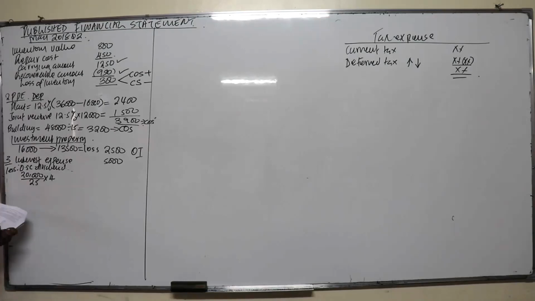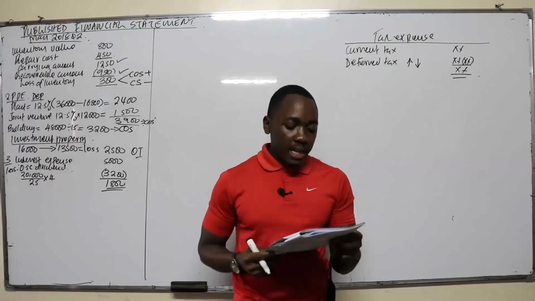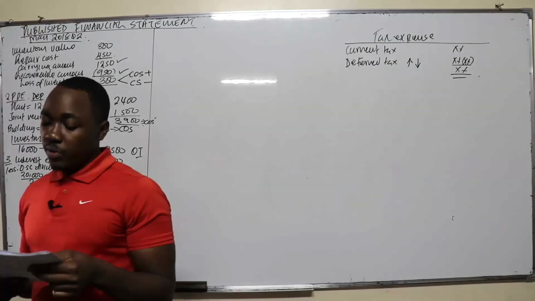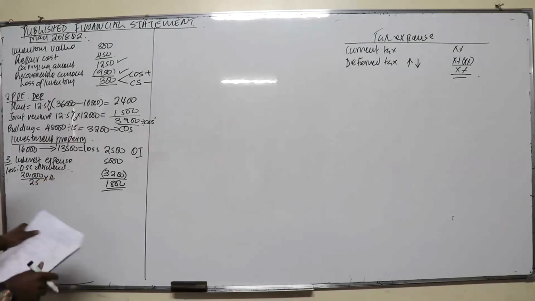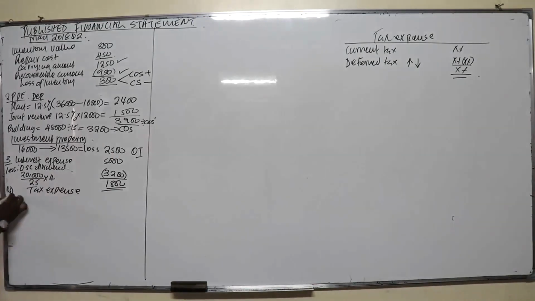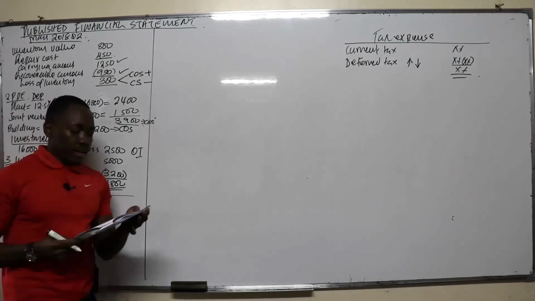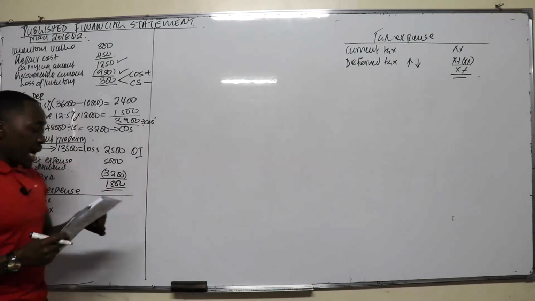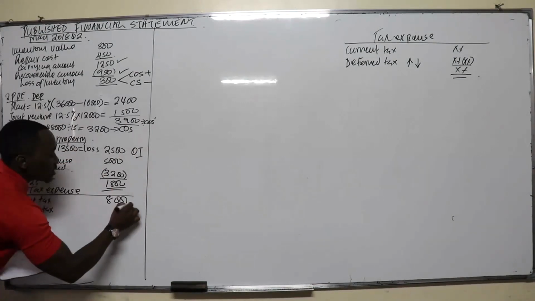Number 4. The directors have estimated the provision for income tax for the year ended 1st October 2017 at 8 million. So whenever you see tax, what comes to your mind is your tax expense. And we say that tax expense is made up of current tax and changes in deferred tax. And we are told that the directors have estimated the provision for income tax for the year ended 1st October 2017 at 8 million. So the current tax is 8 million.